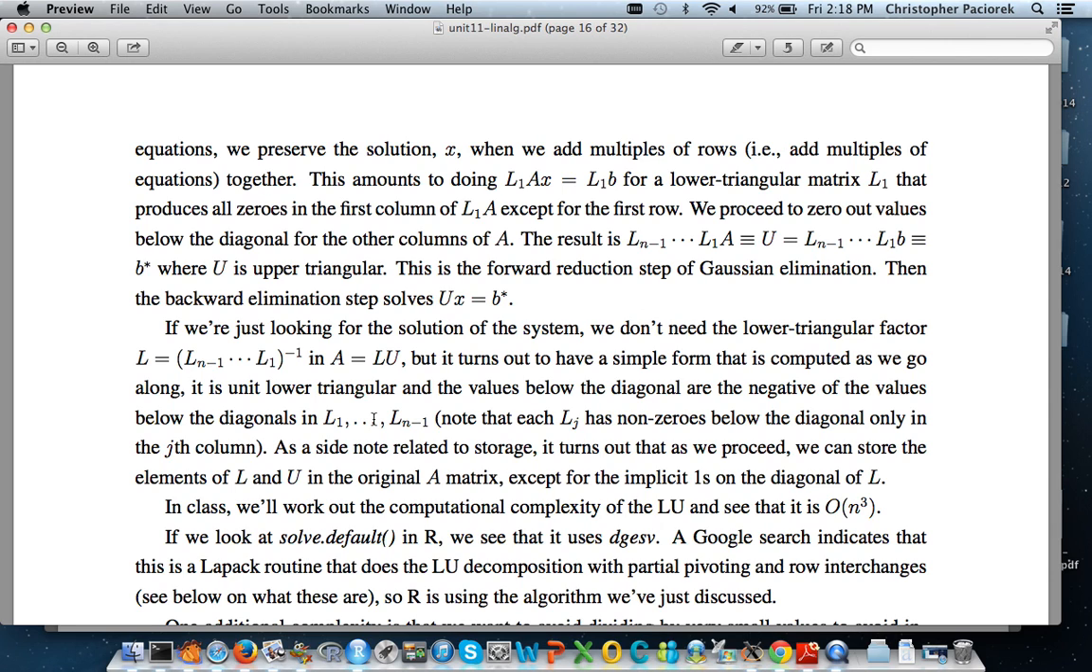I'm now working with this n-1 by n-1 submatrix. I basically do the same thing. I look at all these values, I find the biggest one, and then I do a reordering of the rows to solve the same problem that I was addressing. So that's basically what there is to it.